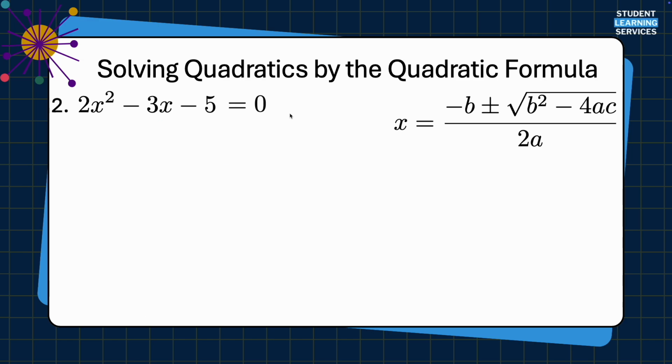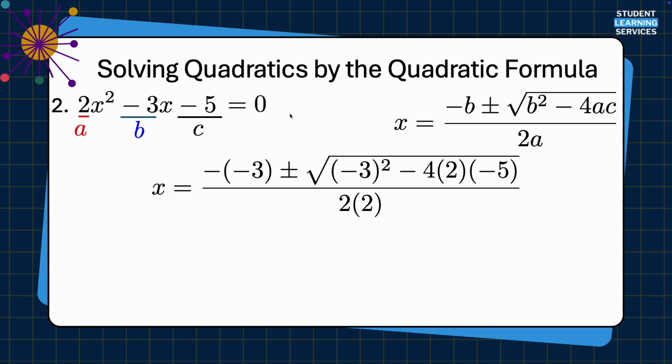Let's look at another example. 2x squared minus 3x minus 5 is equal to 0. Pause the video and give it a try first. First of all, the values of a, b, and c are 2, negative 3, and negative 5 respectively. Therefore, by using the quadratic formula, we get x equals negative negative 3 plus or minus the square root of negative 3 all squared minus 4 times 2 times negative 5, over 2 times 2, which simplifies into x equals 3 plus or minus the square root of 49 over 4.